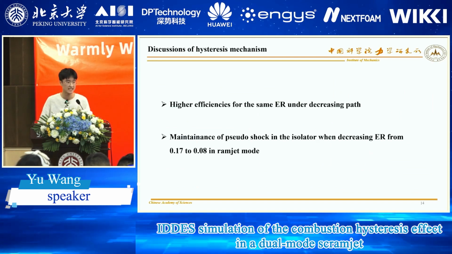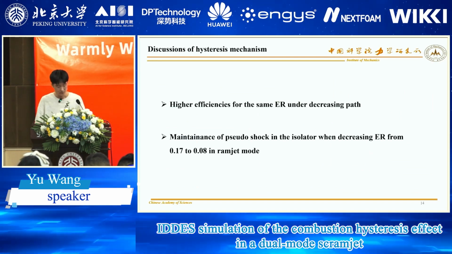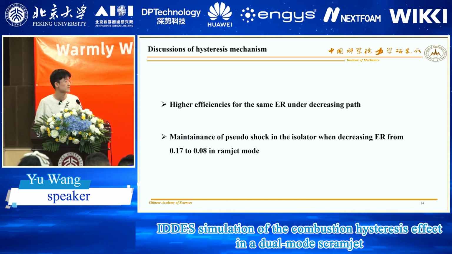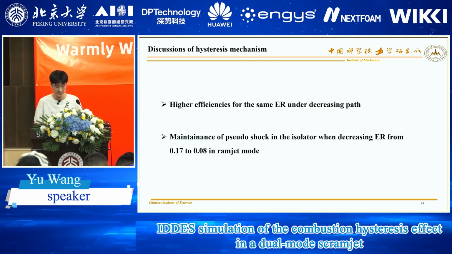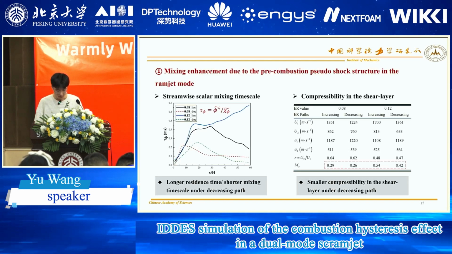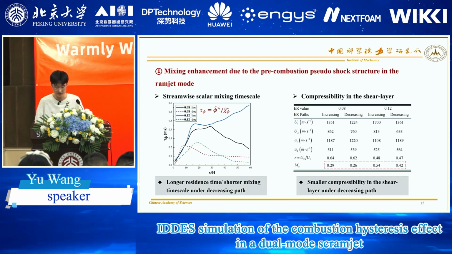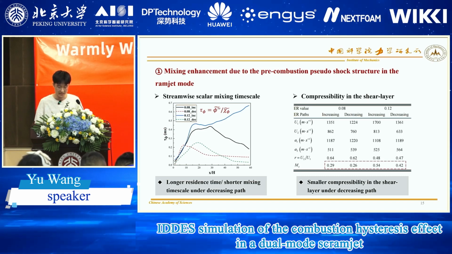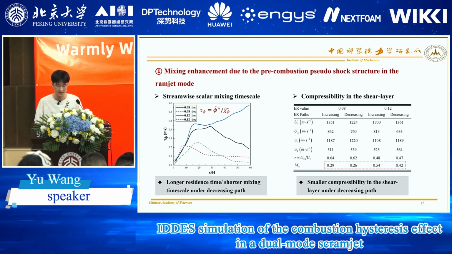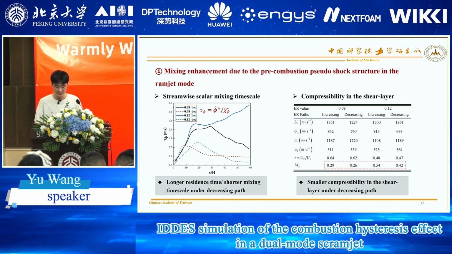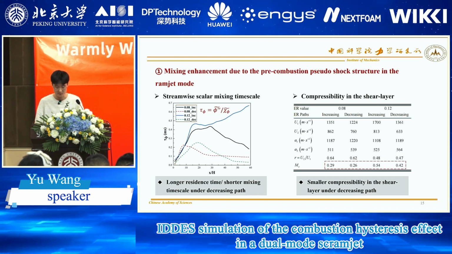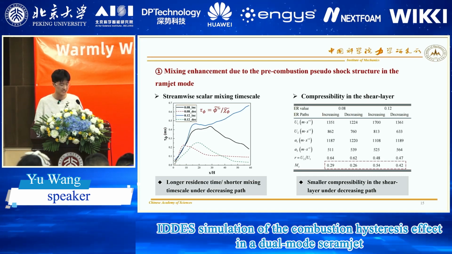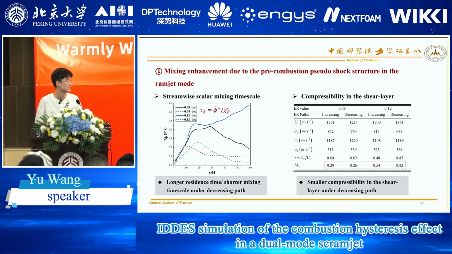Furthermore, to obtain more insight into the mechanism of the hysteresis, these two important problems have to be discussed. Firstly, why are the efficiencies for the same ER higher on the decreasing path? Two main factors may account for this. From this graph, it can be figured out that the mixing time scale on the decreasing path is evidently shorter than the solid line on the increasing path. Similarly, the compressibility level in the shear layer on the decreasing path is smaller than that on the increasing path. Thus, these two quantitative indices explain the mixing enhancement due to the pre-combustion pseudo-shock structure in the ramjet mode.